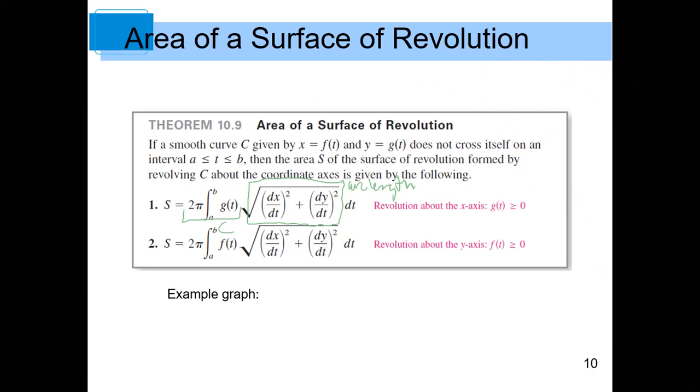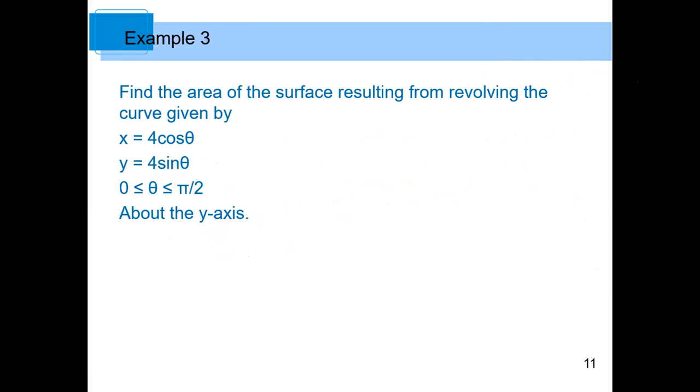Well, let's look at one example here. Find the area of the surface resulting from revolving the curve given by that, where theta goes between 0 and pi over 2. Now, this is a test of your mettle, or just of remembering some of the things that we've parametrized in the past. What is this going to give us? x equal to 4 cos theta and y equal to 4 sine theta. Do you guys remember?